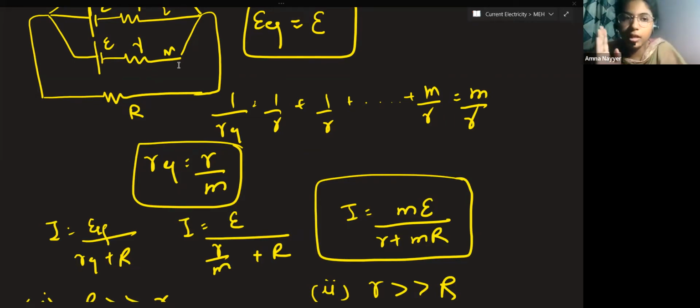Remember one thing, class: these formulas that we have done after Kirchhoff's law are valid only for identical cells. Don't use these formulas if different EMFs are given. So how will you calculate? For that we have done it earlier, equivalent EMF and equivalent resistance.